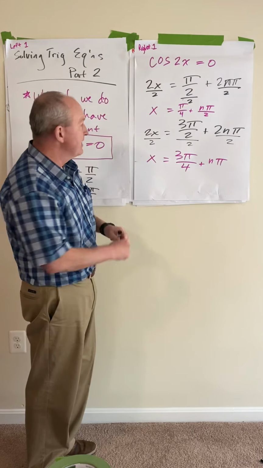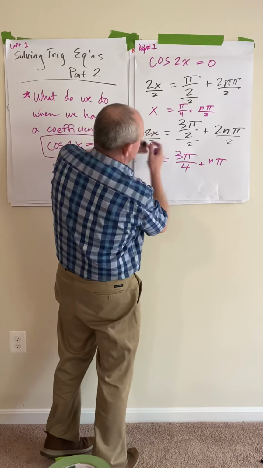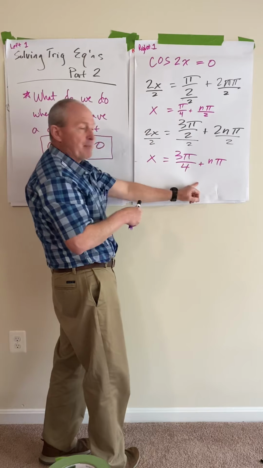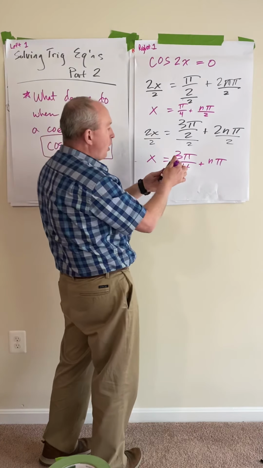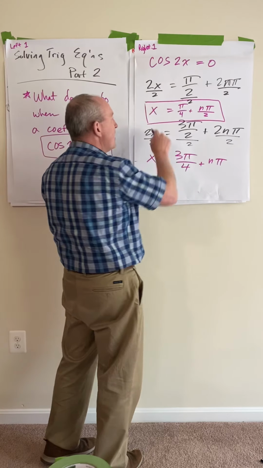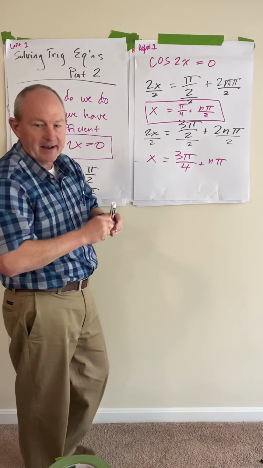So what I'm trying to say is you can get this pi over 4 plus n pi and 3 pi over 4 plus n pi. You can get all that right here. This includes all of that. And that was a better way to say that answer.